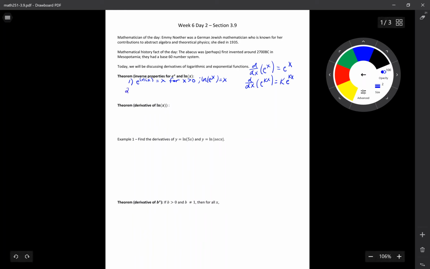Our next property says that y is equal to the natural log of x if and only if x is equal to e to the power of y. So this is another way how e to the power of x and natural log of x are related to each other. Remember, natural log of x is equal to log base e of x. It's just a special logarithm with base e.